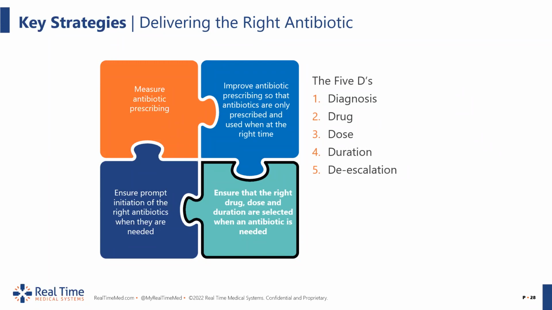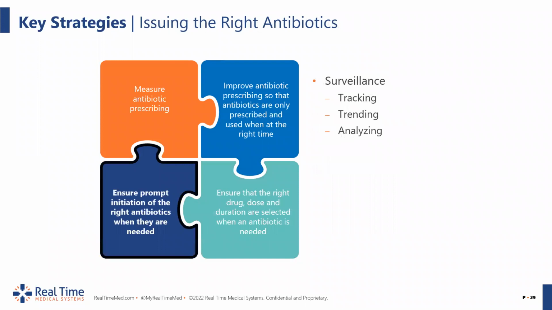So let's make sure then that we have all of our 5 Ds in place, and that should be part of, not only should every one of our nurses that are taking orders be aware of that, but the IP should be looking at that as well. And then ensure that we have prompt initiation of the right antibiotics when they are needed. This is part of your surveillance and your tracking and your trending.